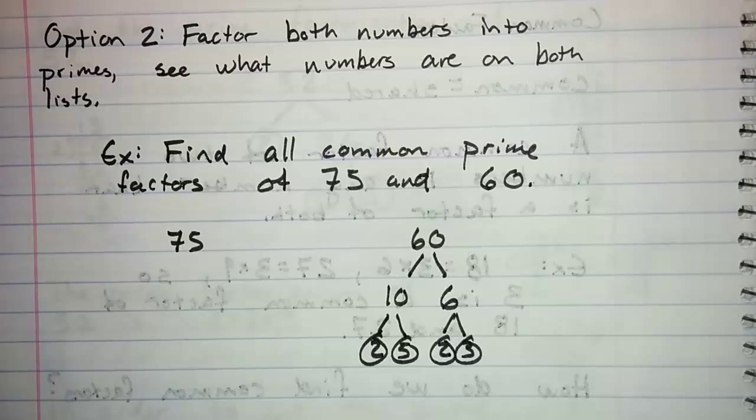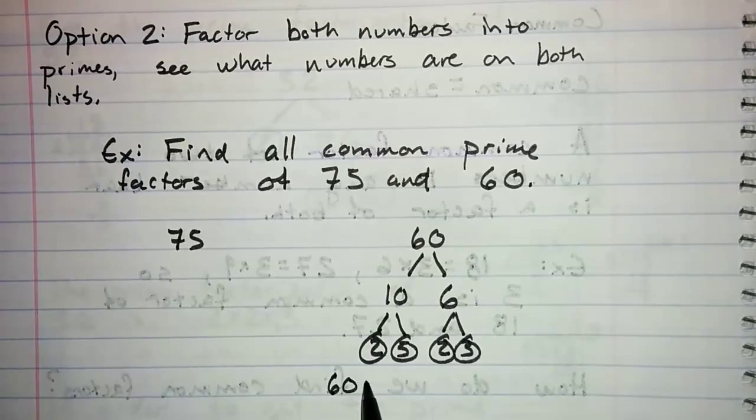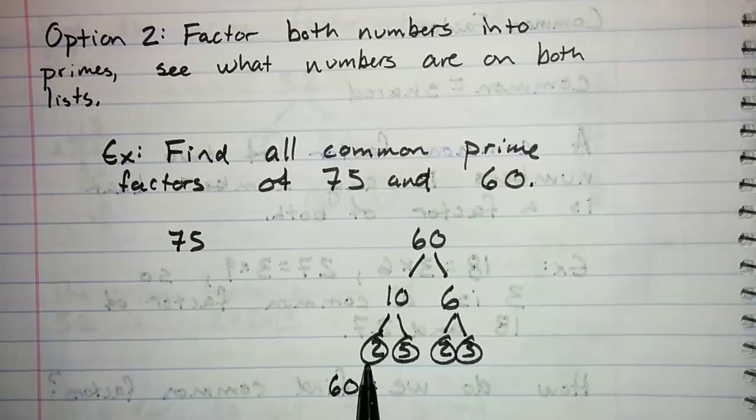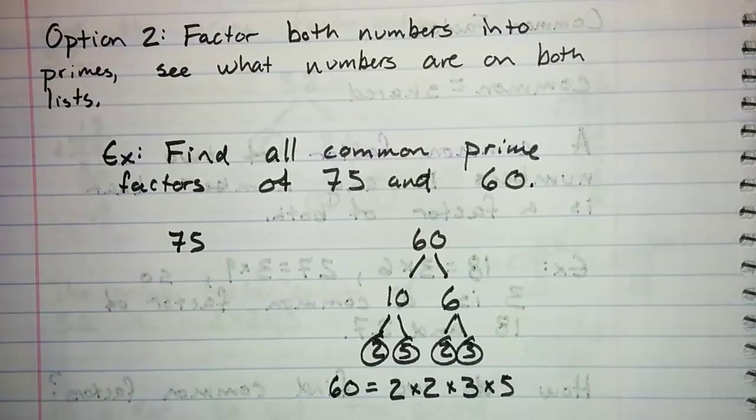You may have tried something different. You might have, for example, said 60 is an even number and factored out 2 first. But we're guaranteed to always get the same list of primes in the end. In this case, 60 is 2 times 2 times 3 times 5. All right, how about 75? Now maybe you know a way to factor 75 off the top of your head. If you do, that's cool.